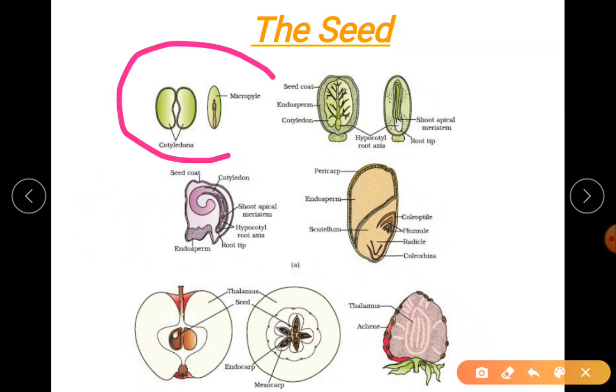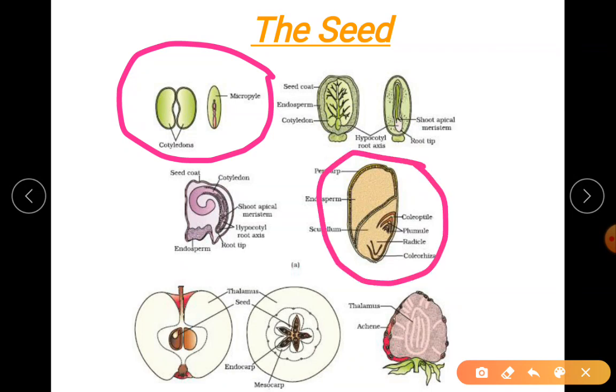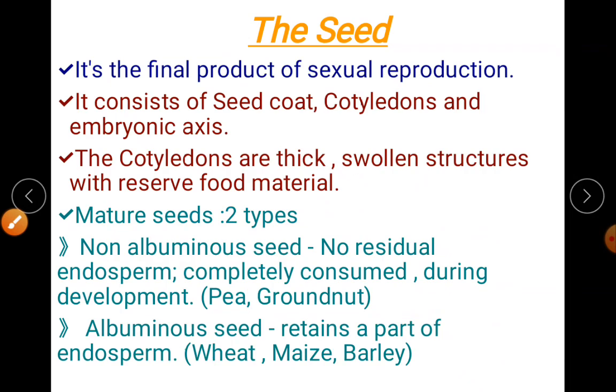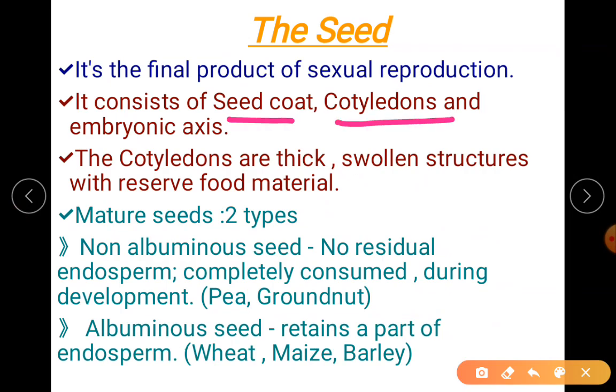So don't worry much, that much detail you are not studying. This is your dicot seed. This is your monocot seed in LS, the longitudinal section. So just remember it has a seed coat, cotyledons and embryonic axis.